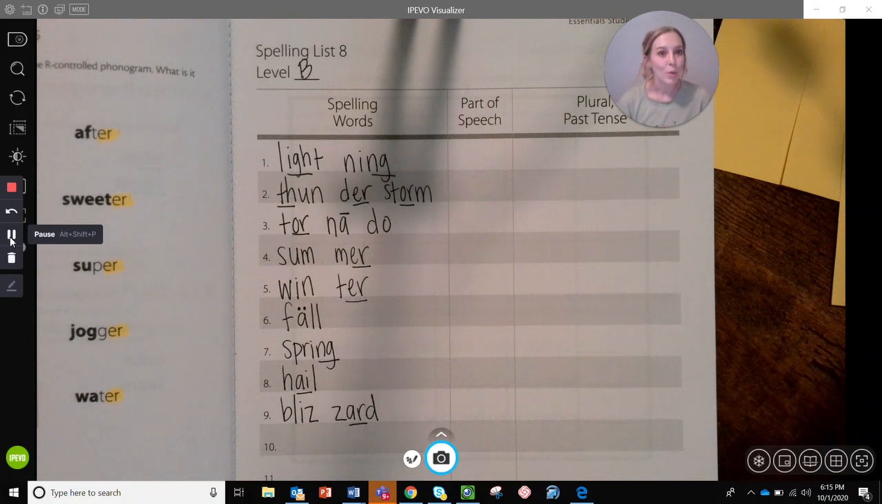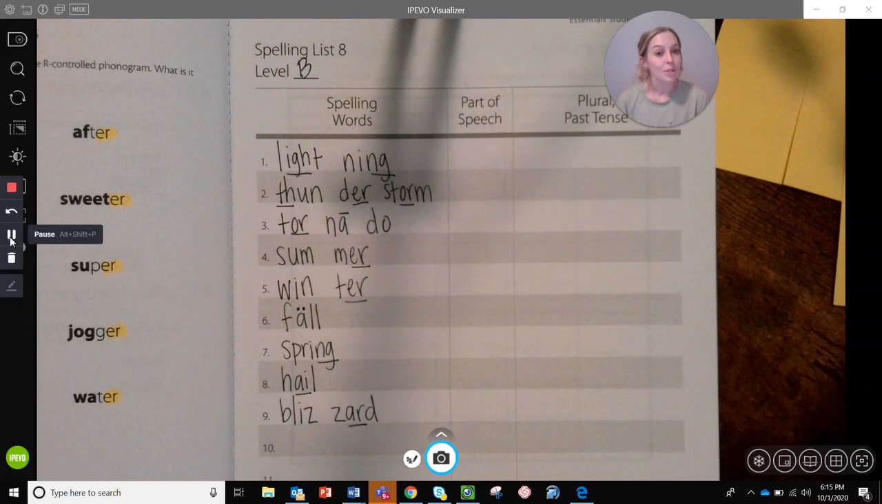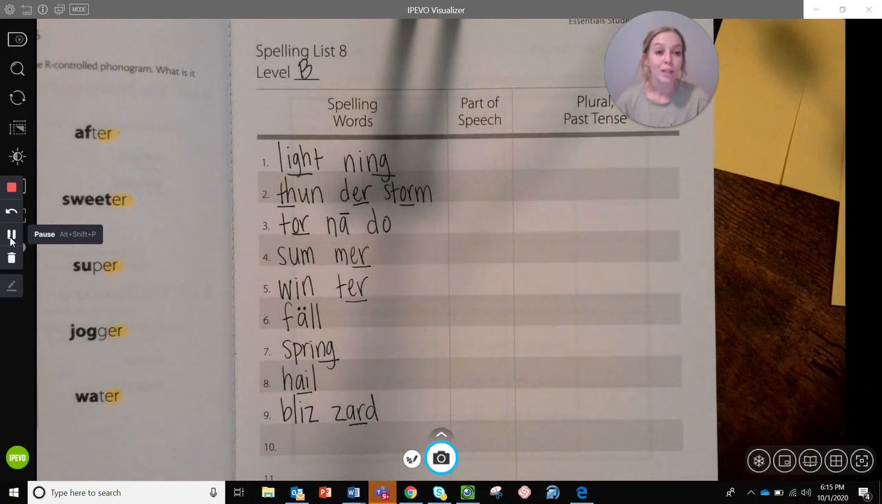Sweltering. What does that mean? Sweltering. It is sweltering hot. It means like so incredibly hot. How many syllables are in the word sweltering?